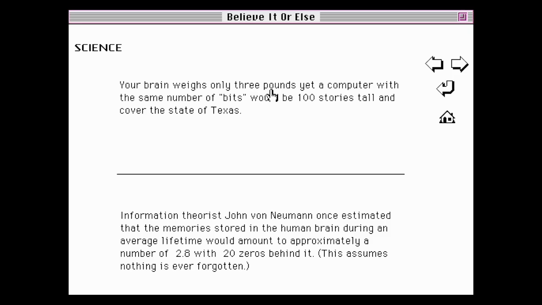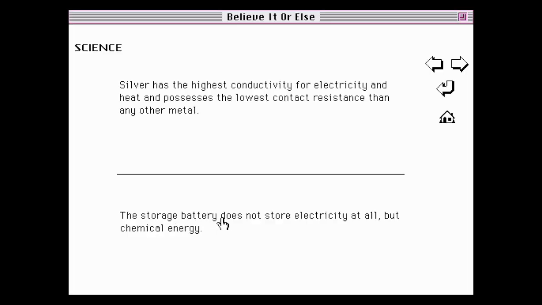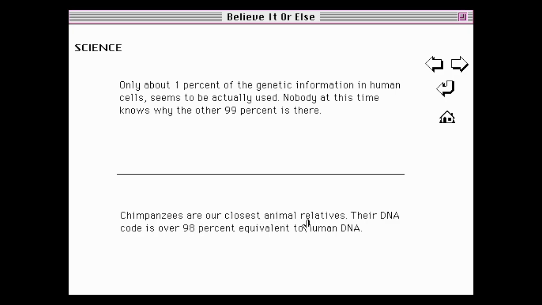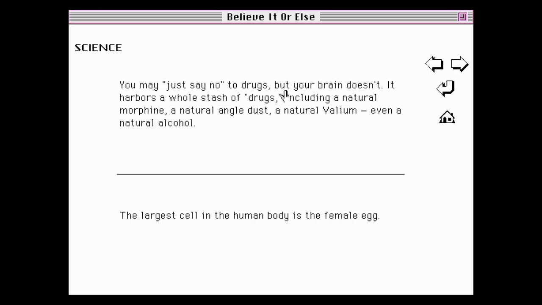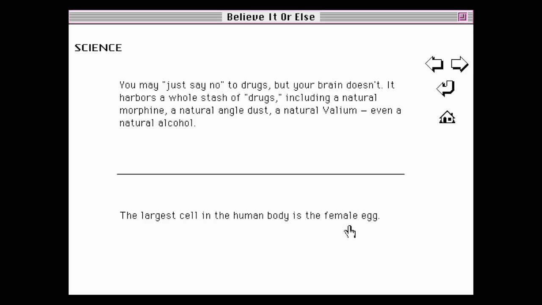Your brain weighs only 3 pounds, yet a computer with the same number of bits would be 100 stories tall and cover the state of Texas. I wonder if that's still true. The storage battery does not store electricity at all, but chemical energy. Chimpanzees are our closest animal relatives. Their DNA code is over 98% equivalent to human DNA. You may just say no to drugs, but your brain doesn't. It harbors a whole stash of drugs, including a natural morphine, a natural angel dust, a natural Valium, even a natural alcohol. The largest cell in a human body is the female egg.